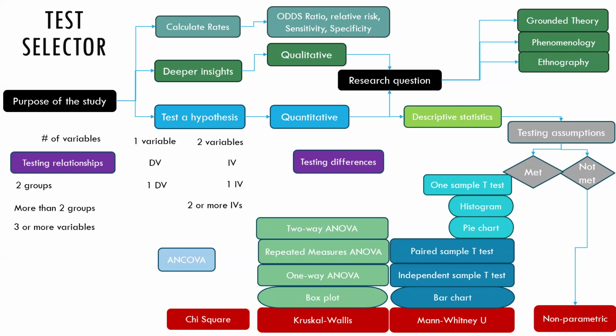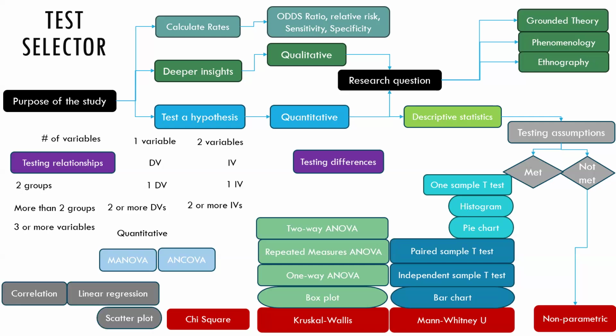Oh yeah, so if you have more than three variables, then you're looking at a two-way ANOVA. If you have two or more independent variables, you may be looking at an analysis of covariance. If you have two or more dependent variables, you're looking at a multiple ANOVA, which is called a MANOVA.